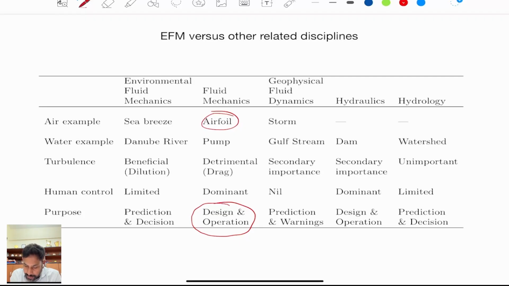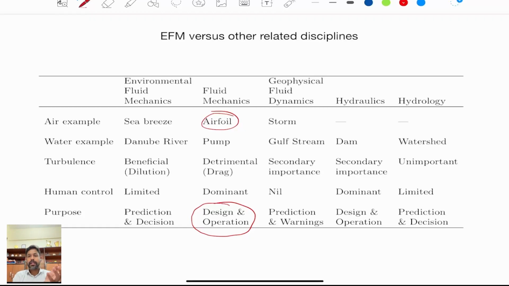Right? And now there is another field that's called geophysical fluid dynamics, which is similar to environmental fluid mechanics, but it is different than EFM. Geophysical fluid dynamics is particularly related to the fluid flow that is happening because of Earth's rotation. Okay, so in geophysical fluid dynamics, we try to see the fluid flow at the Earth scale, particularly in the context of Earth rotation, right?